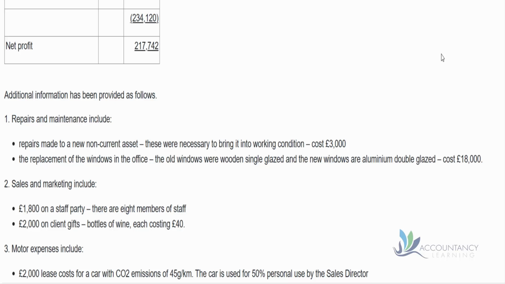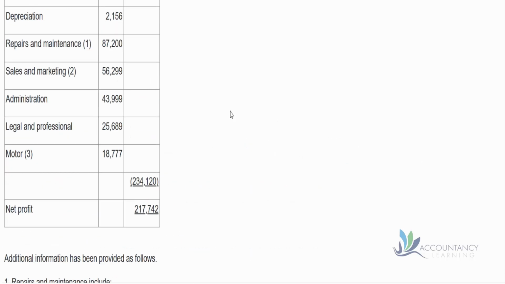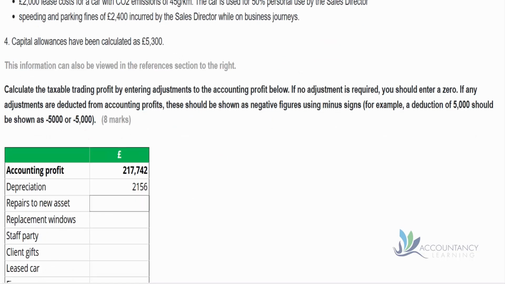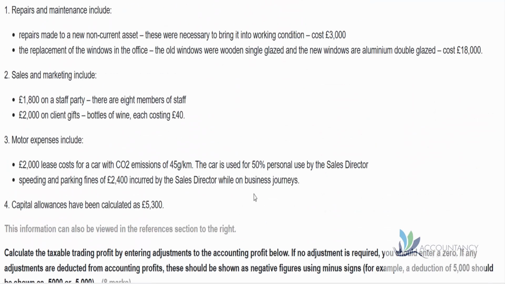And it tells us that we're trying to bring this to working condition. There's a cost of 3,000. So of that 3,000, none of it should be included in our trading profits. Okay, so that's a cost, that's a negative number in our profit and loss account. But what we need to do is add it back to our table here so that we don't include that in our trading.